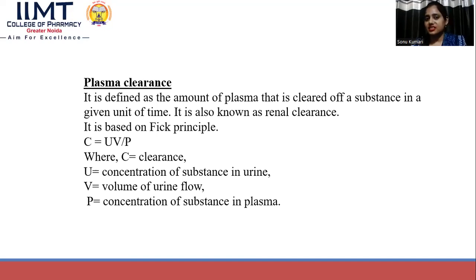Plasma clearance is defined as the amount of plasma that is cleared of a substance in a given unit of time. It is also known as renal clearance. It is based on the Fick principle, that is C equals UV divided by P. U is the concentration of the substance in urine, V is the volume of urine flow, and P is the concentration of the substance in plasma.